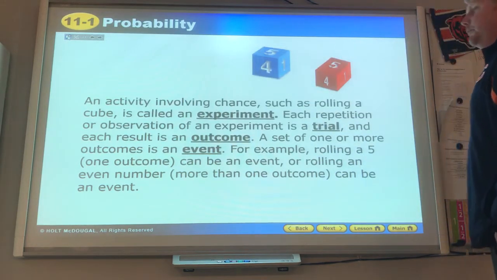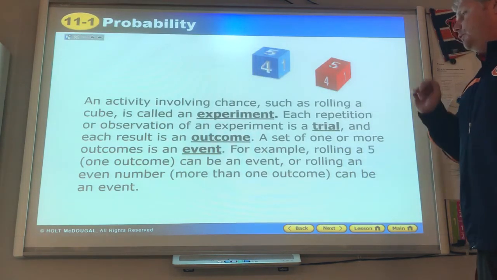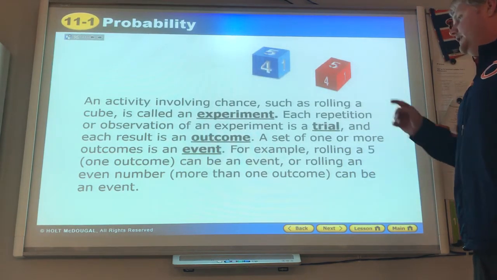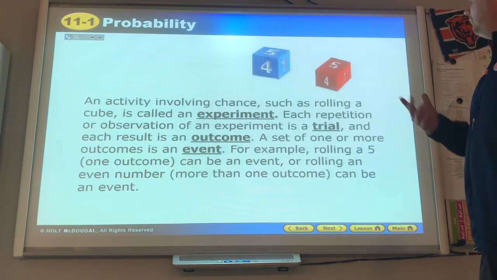A set of one or more outcomes is an event. For example, rolling a 5, one outcome, can be an event. Or rolling an even number, more than one outcome, can be an event.